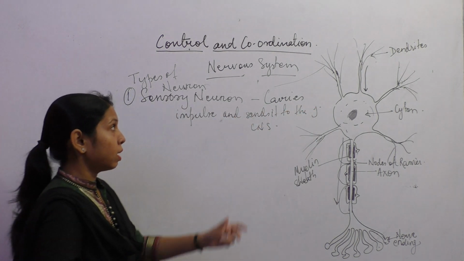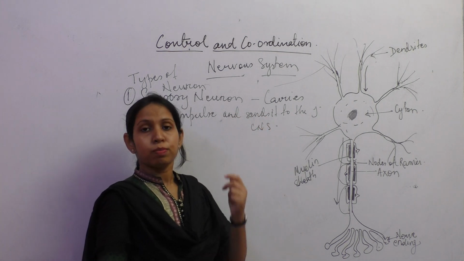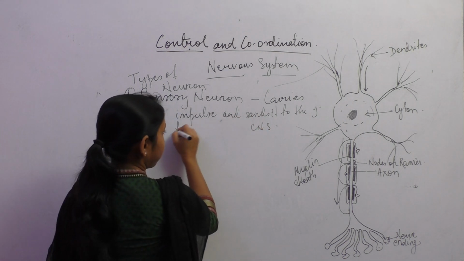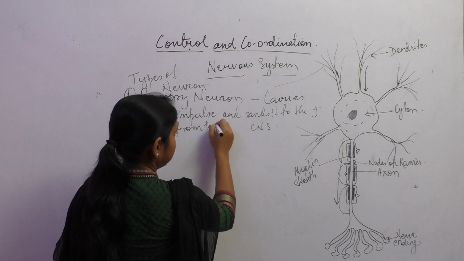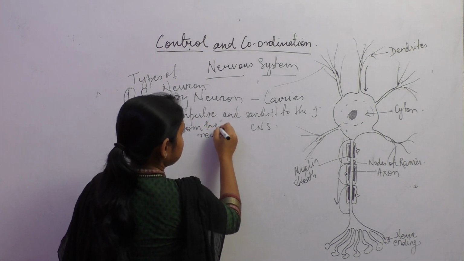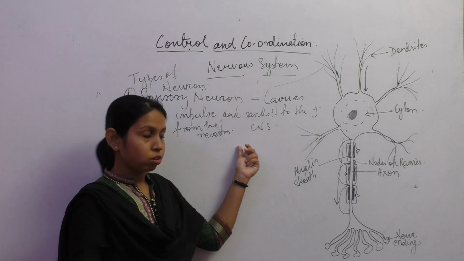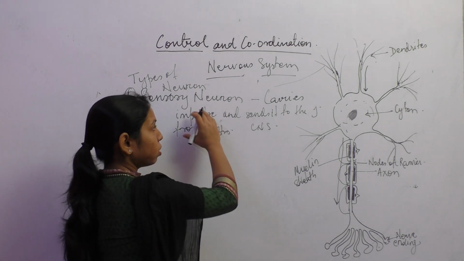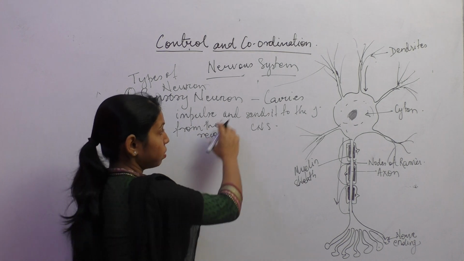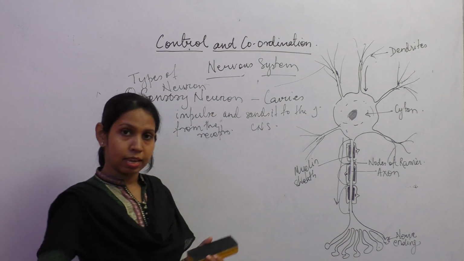Now, it is carrying impulse from whom? It is carrying impulse from the receptor. Receptors are supplied with the sensory neurons. These sensory neurons will carry the impulse from the receptors and send it to the CNS.